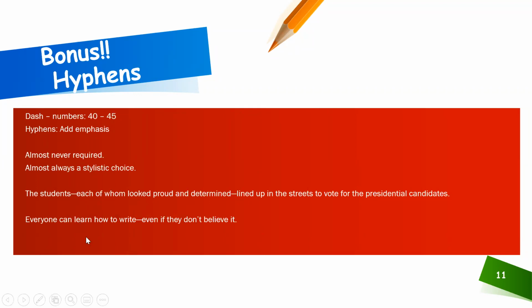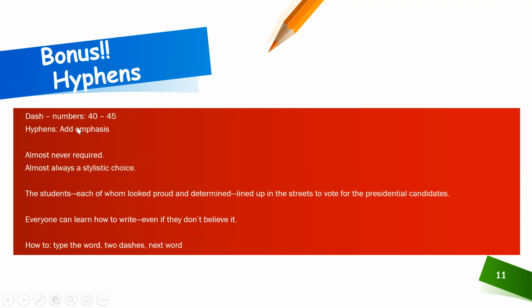Another quick example: everyone can learn how to write, even if they don't believe it. So again, I'm using this as kind of a pullback just to emphasize, even if they don't believe it. Everyone can learn how to write could be its own sentence, so I could actually place a comma here. Any questions about hyphens?